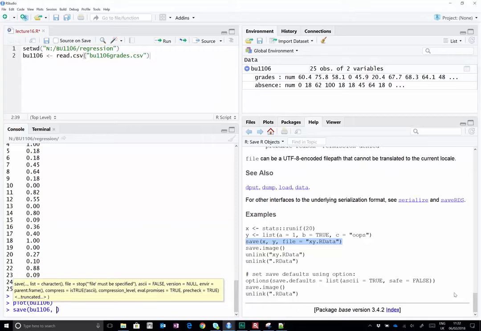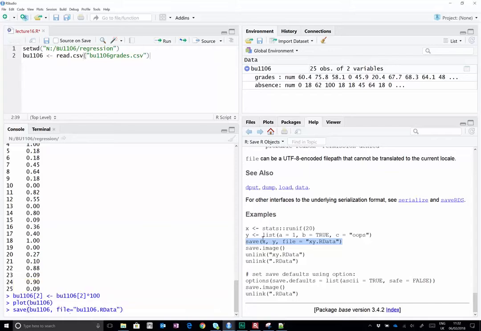So we need to give it a file name. Let's put a comma there. In this example it says file equals, so let's try file equals BU1106.RData. Let's have a look whether it's going to work. It didn't complain, so it might have worked.